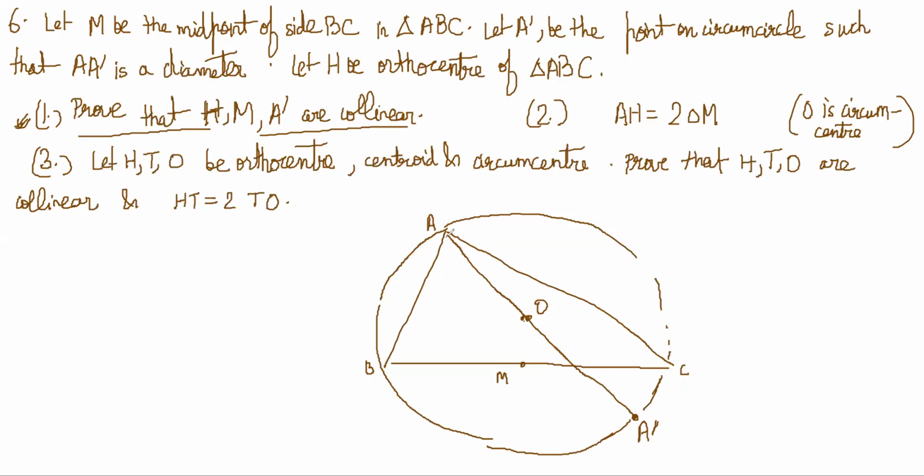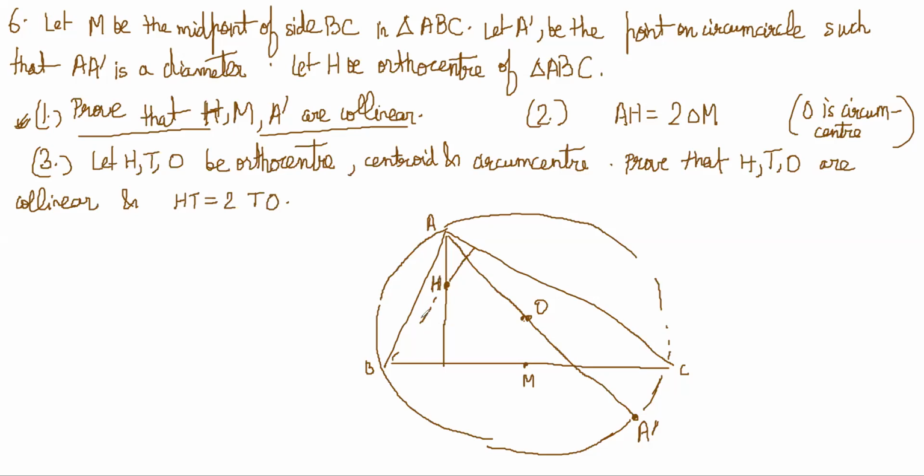Let H be the orthocenter. So I'll draw an altitude here and one altitude like this. So H is the orthocenter. Finally, prove that H, M, A dash are collinear. So apparently these three points have to be collinear. Right now it just misses a little bit, but fine.